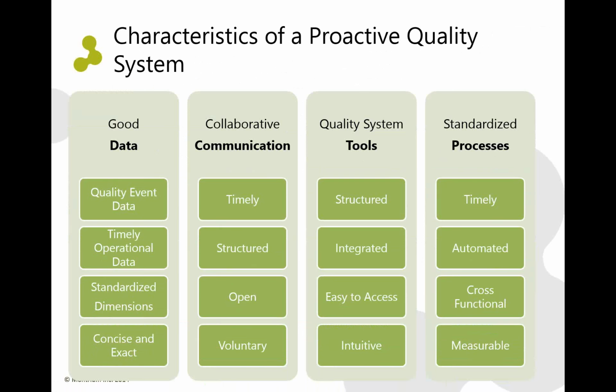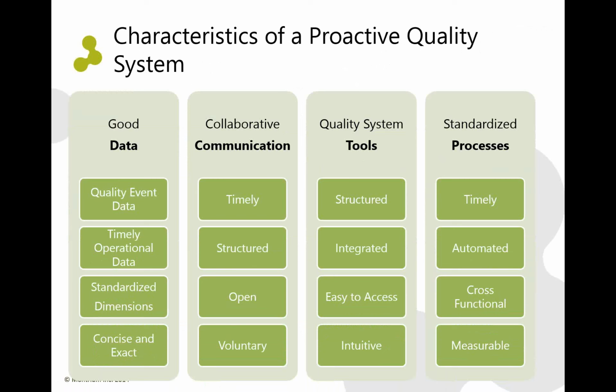Now, if we think about the subcomponents of each of those pillars, obviously for good data, we need to have quality event data, so all of the data that we're producing around quality events, such as incidents or CAPAs. We also need to have timely operational data, so all of the information that the operational groups are producing. We need to have standardized dimensions on data, so we need to be able to look at data in a very standardized way, and the data has to be very concise and it has to be exact for us to be able to properly measure it.